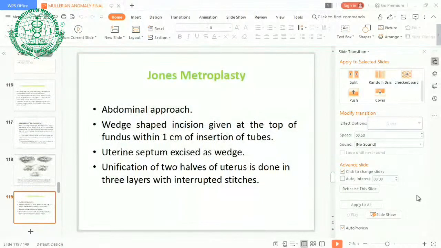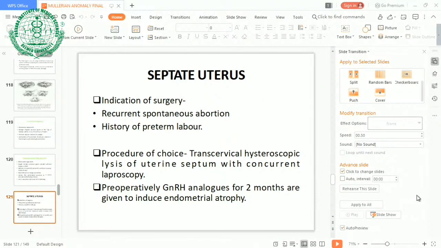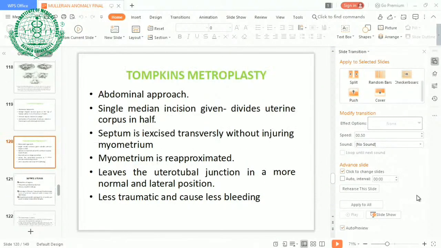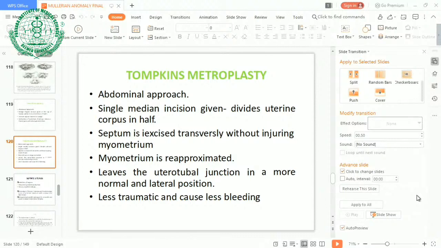Jones metroplasty, it is for the septum, and the uterine septum is cut horizontally, so the bleeding is less. Tompkins: when you are doing hysteroscopic resection, the Tompkins doesn't come into the picture. It is obviously for the septate uterus, as already said.